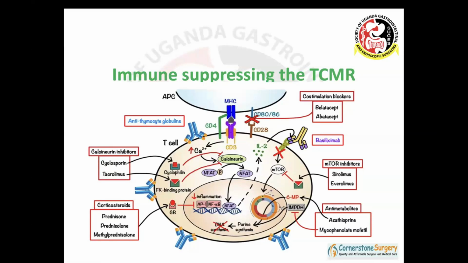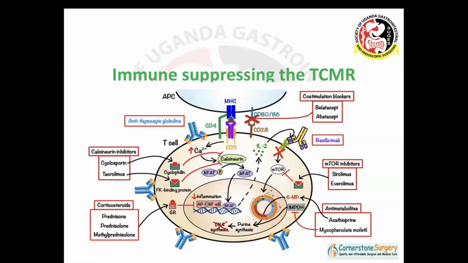Then we have what we call the antimetabolites. We have azathioprine and mycophenolate. These ones will prevent DNA synthesis. These ones, the antimetabolites, they are all part of the drugs we use in liver transplant immunosuppression.